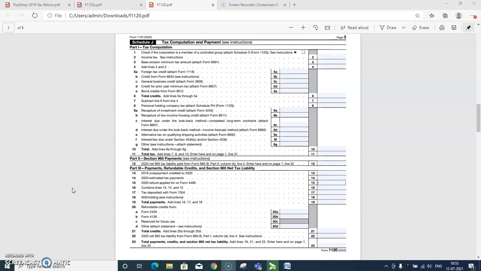Now coming to line number 3, base erosion minimum tax amount. If the corporation had gross receipts of at least $500 million in any of the 3 tax years preceding the current tax year, complete and attach Form 8991. Enter on line 3 the base erosion minimum tax amount from Form 8991 Part 4 line 5E. And now on line 4 you have to add line 2 and 3.